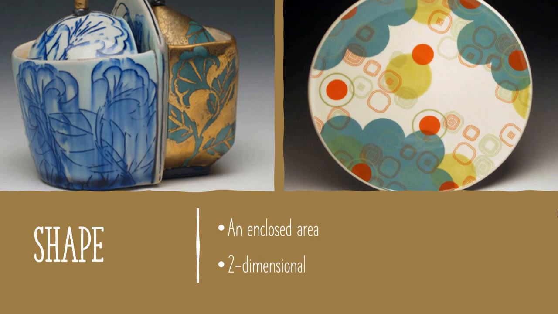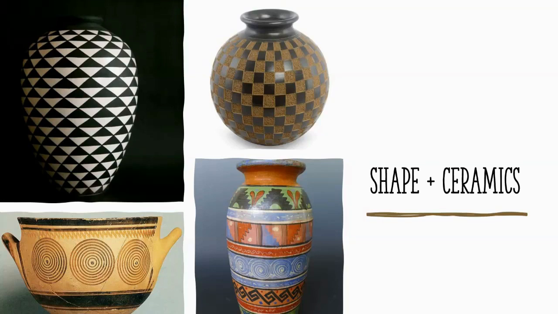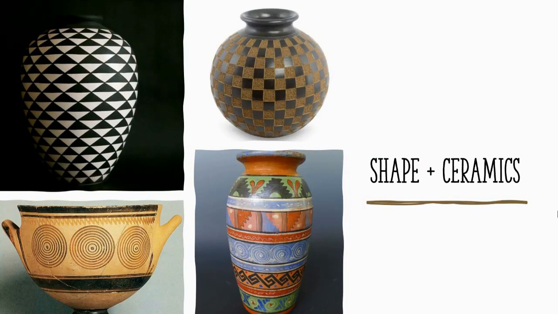Shape, another element of art, refers to an enclosed area. Shapes are two-dimensional. We can see shapes often in the surface detail added to ceramics. Here are some more great examples of how shape can be used on a ceramic piece.